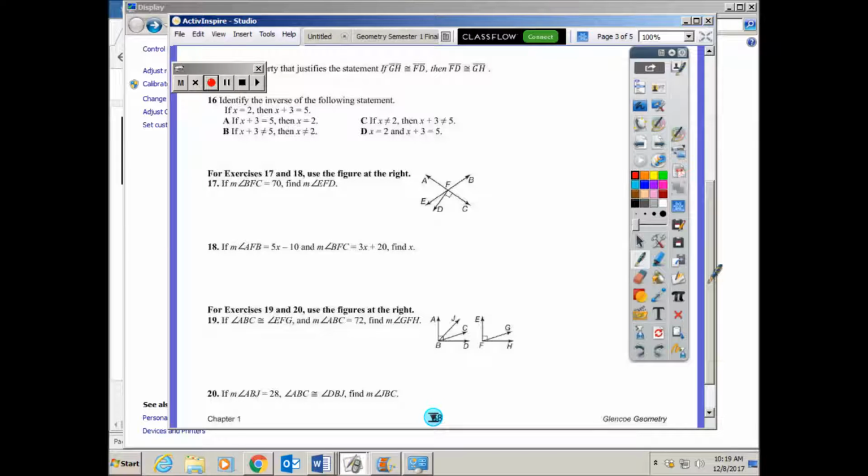Number 17. If BFC is 70 degrees, they want to find EFD. So what you should be able to get from this drawing is angle BFC plus, there's an angle there that's 90 degrees, correct? Correct. Plus the angle that's EFD, all end up forming a straight line.